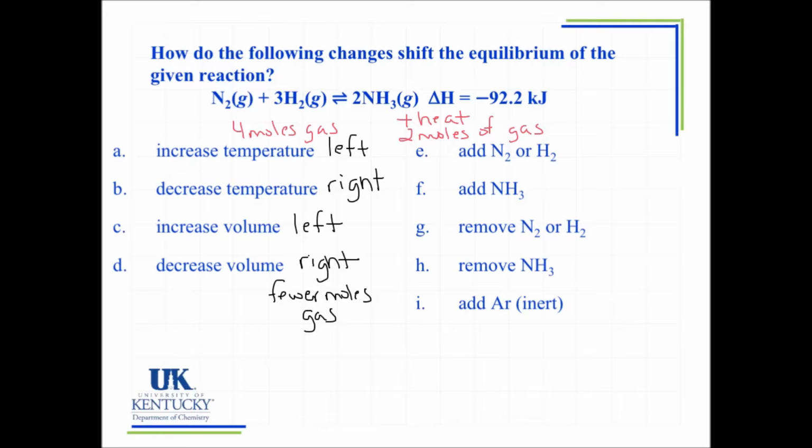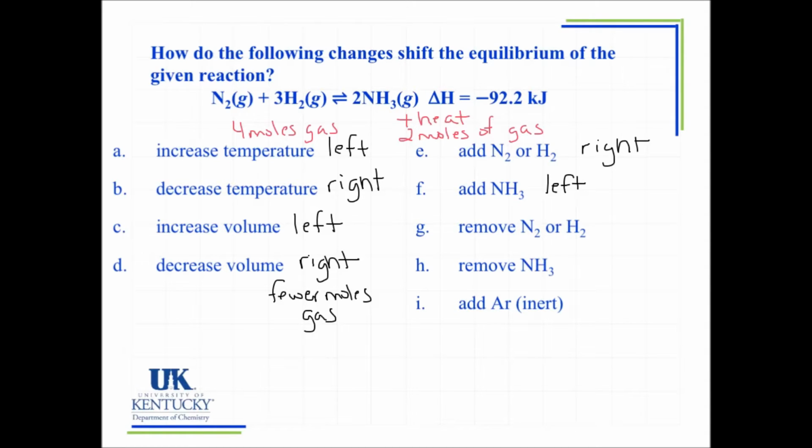Now I'm going to look at adding nitrogen or hydrogen, and I see that nitrogen and hydrogen are both reactants. If I add more reactant, the system says, wait a minute, we've got too much reactant, I need to get rid of some of it, and the reaction is going to shift towards the right to minimize the effect of that added reactant. If I add NH3, it's going to say, now we've got too much NH3, and the way it gets rid of that excess is to shift towards the left, toward the formation of more reactant.